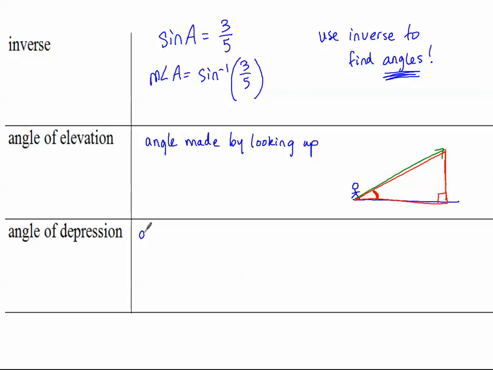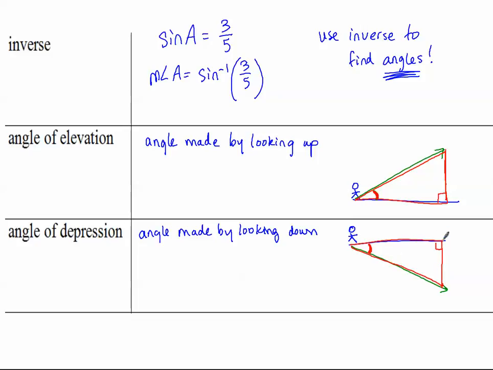Angle of depression is the angle made by looking down. So if we're going to look down, that means we need to be high somewhere. And from there, we look down towards something lower than us. So looking down creates that angle of depression. Finish that picture right there, we have a right triangle. Check that out, right triangle.